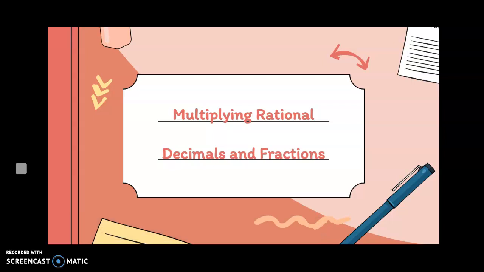Today I'm going to talk to you about multiplying rational decimals and fractions. Basically, all that means is that you're multiplying decimals and fractions that have negative signs.